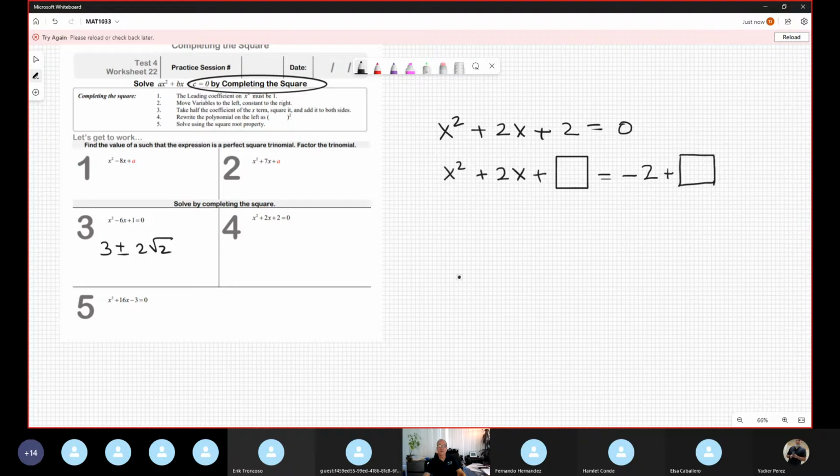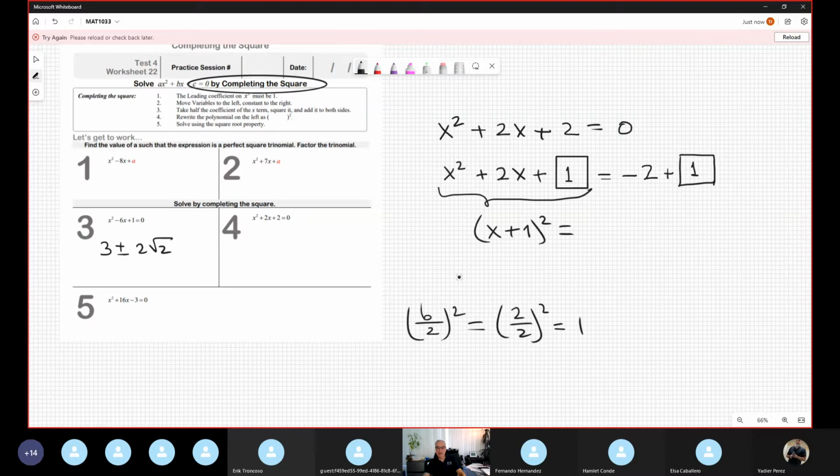It's obvious. In this case, you take b, which is 2, and b over 2 squared is the formula. In our specific example it is 2 over 2 squared. So 2 over 2 is 1, 1 squared is 1. 1 here and 1 here. So now this trinomial is a perfect square, and the factorization is only one parenthesis. On the right hand side, we have -1. -2 and 1 together is -1.